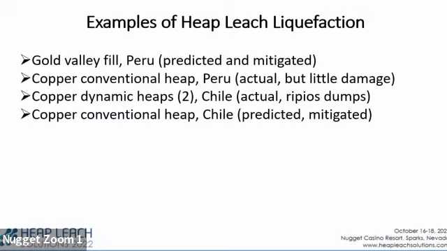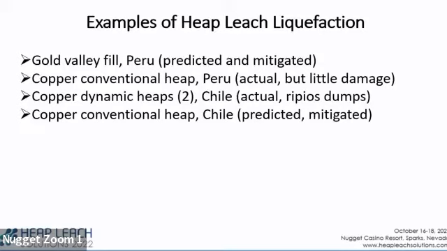So a common conversation or misconception is that heaps aren't vulnerable to this. Part of it is because if you can leach them, they're permeable. There's at least 5 projects where this was either predicted and then mitigated, or not predicted and then actually caused problems. 2 of them are Barrios dumps in Chile.